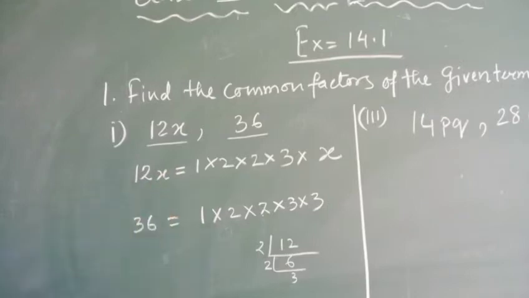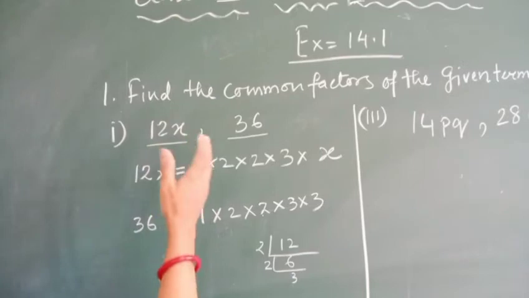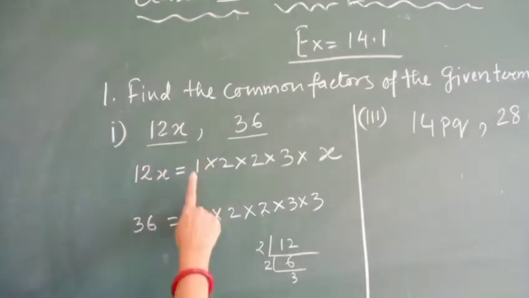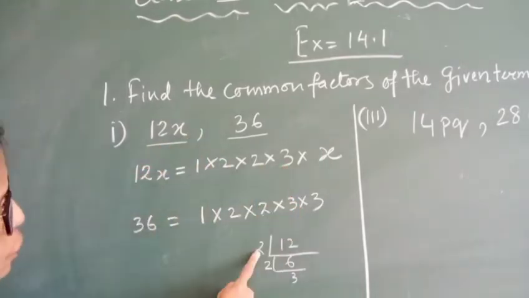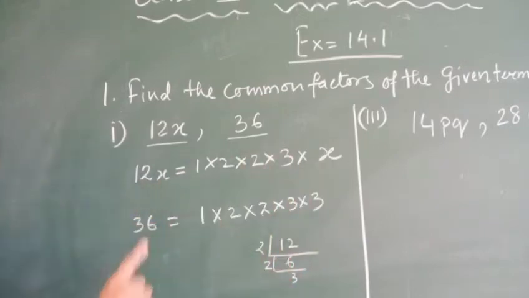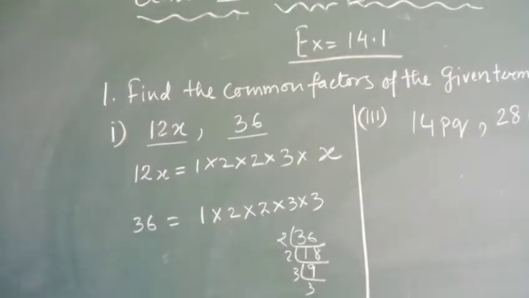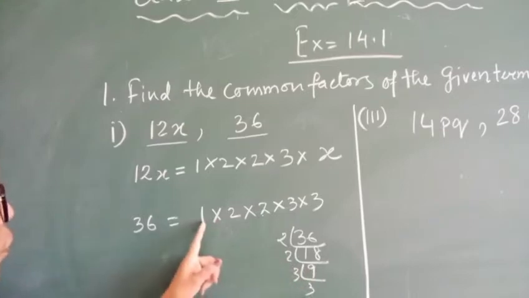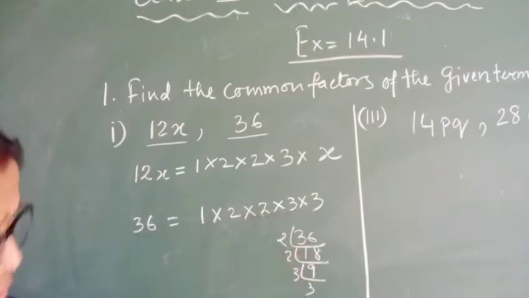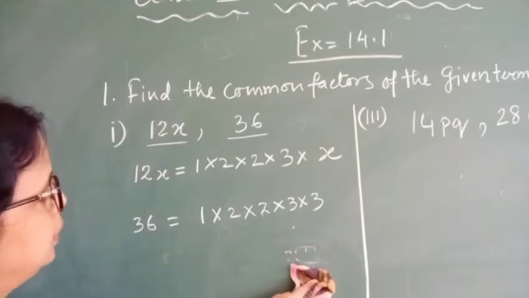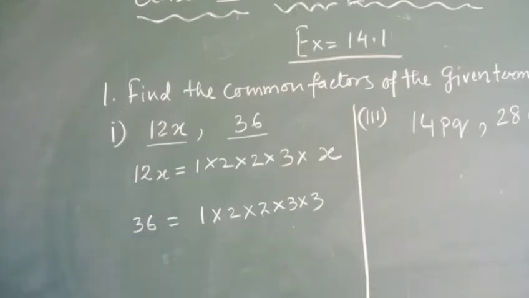will be the prime factors of 12. One you can always write if you want to; if you don't want to write it, don't, but 1 is there. So 1 into 2 into 2 into 3, and because x is there, I have written x also. Similarly 36: when finding the prime factors of 36, we divide by 2 to get 18, again by 2 to get 9, and 9 means 3 into 3. So 1 into 2 into 2 into 3 into 3. Here there is no x or any variable, so we have not written any variables.